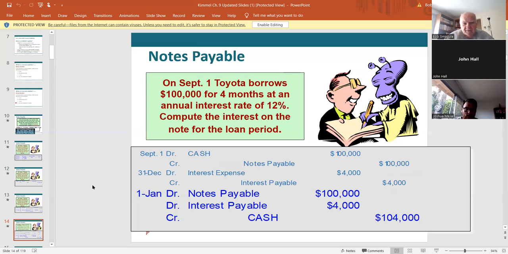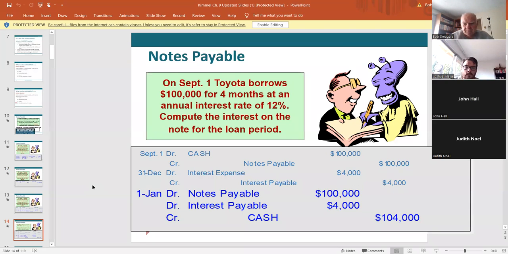Now it's time to pay back the note. At the end of 4 months, this company, Toyota, has to pay back a total of $104,000, right? The note payable was a $100,000 liability that they're eliminating, plus they have to pay $4,000 worth of interest. It's interest payable here because they accrued it, and it happened to coincide with the end of the year. More likely that would say interest expense, and you would pay that maybe later.